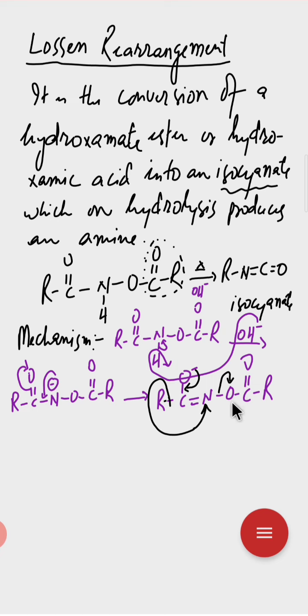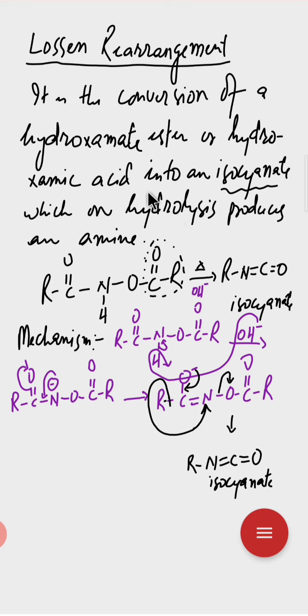So we are going to get, let me write here, this R is attached to this nitrogen, and to this nitrogen atom there is a double bond with the carbon atom, and to this carbon atom another oxygen is attached with a double bond. This is our isocyanate, right? And in the byproduct there will be RCOO minus. Okay, this will be the byproduct. I am not writing that byproduct.